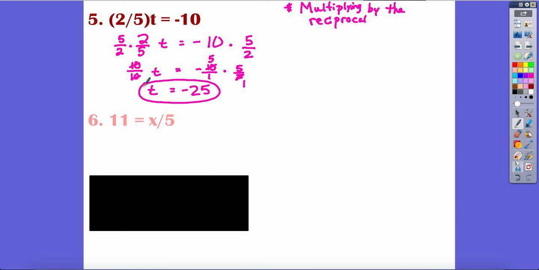Okay, number 6 is going to be our last one here. I have 11 equals x over 5. I want you to try this one on your own. Go ahead and hit pause. When you're ready to see the answer, you can hit play.